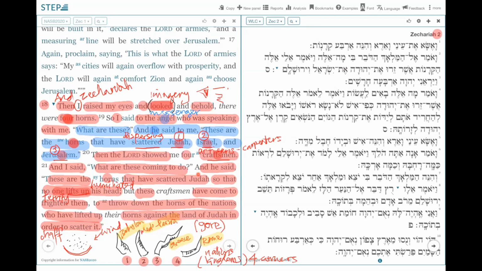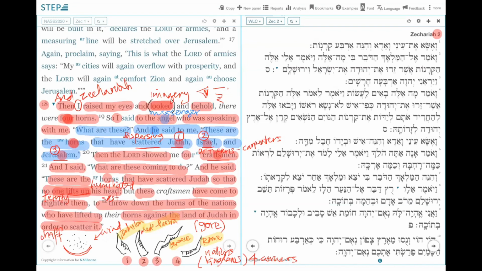So in hindsight, you can see Babylon, Medo-Persia, Greece, and Rome doing all these. And these craftsmen, these artisans, have come to terrify these. And so we know that each of these nations, if they were not just these nations but four major kingdoms, they were the ones who were cut down. So this idea of throw down is cast down, right? Cast down.